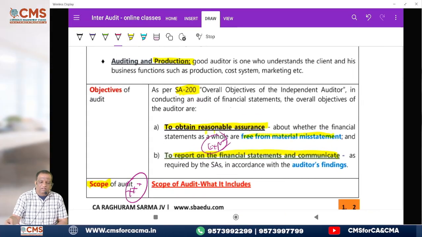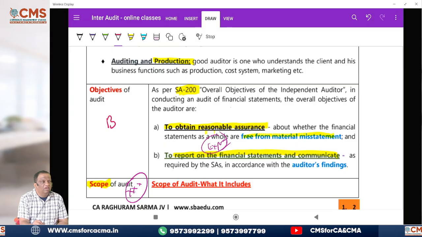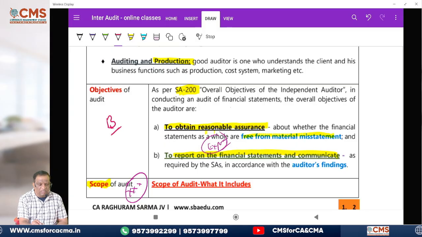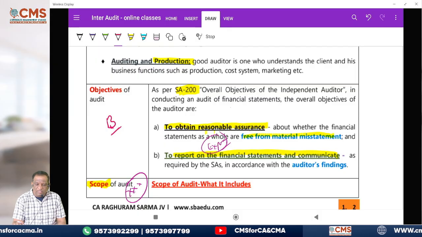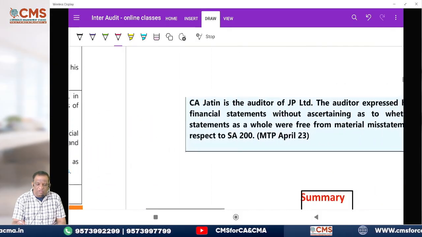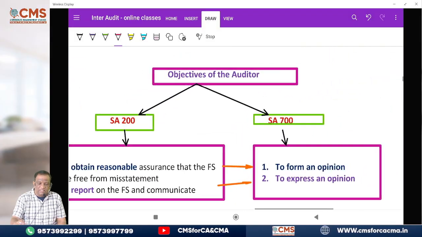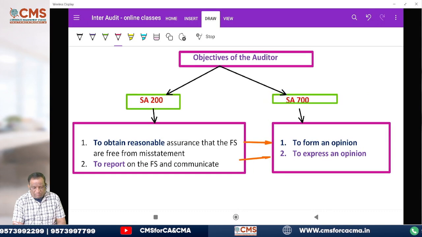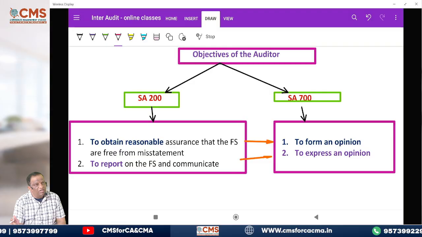Then there is one small topic, you can mark it as a B category. Very rarely it will be asked, or mostly it is asked as a tail question: what are the objectives of audit? Now, when it comes to the objectives of audit, there are two standards that talk about it. One is SA 200 and another one is SA 700. Sometimes you will get this question from the SA 700 perspective, and sometimes from the SA 200 perspective.